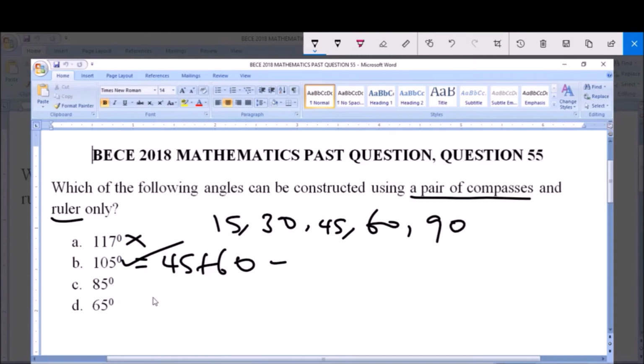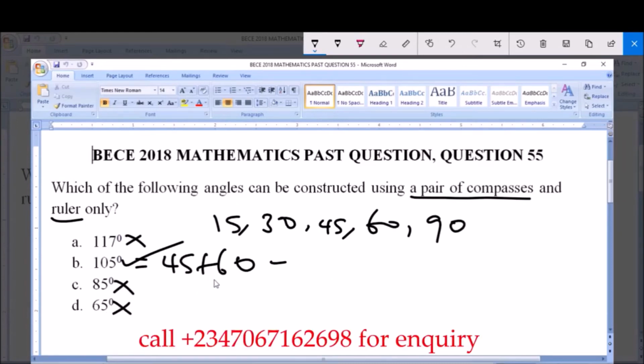Angle 85 degrees also cannot be gotten from any of these, so it is wrong. Likewise, 65 degrees cannot be gotten from summing any of these, so it cannot be constructed with a pair of compasses and ruler only. Now from this you see that what?